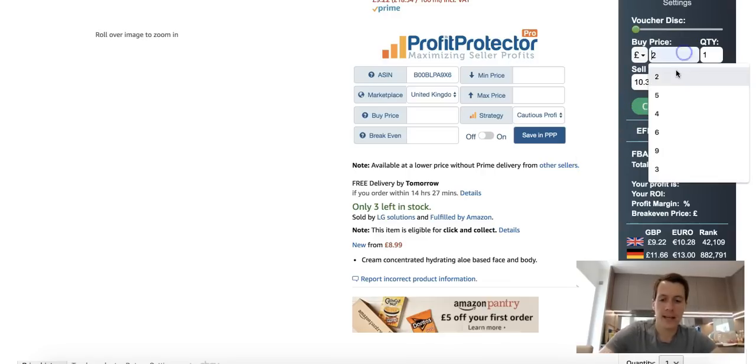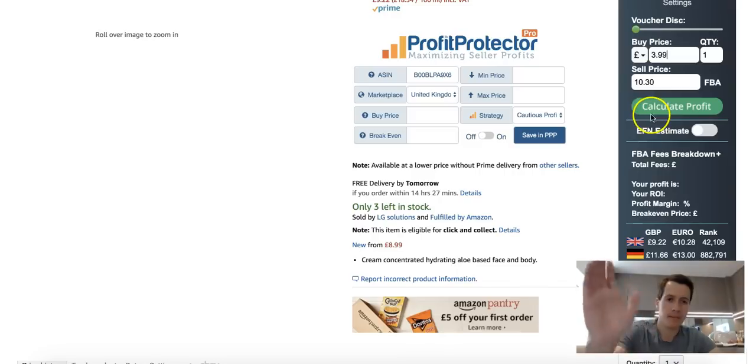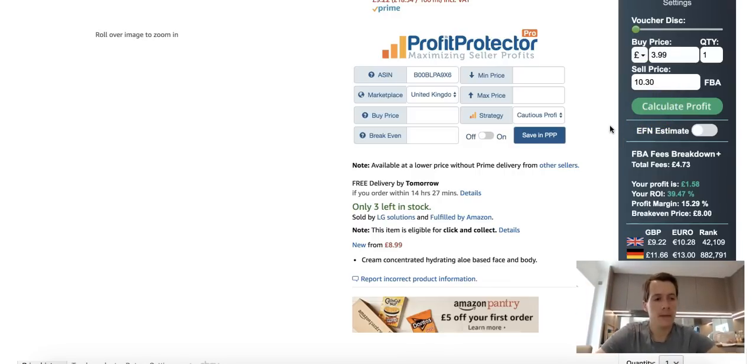So if we go here, let's say we're going to get it for £3.99. Okay, it's sort of irrelevant what the price is, it's just to show you the difference. So you come here, and we just do the examples and write down the actual percentages here. Why not, while we're here. So it's 39.47% at £1.58 profit. Okay.